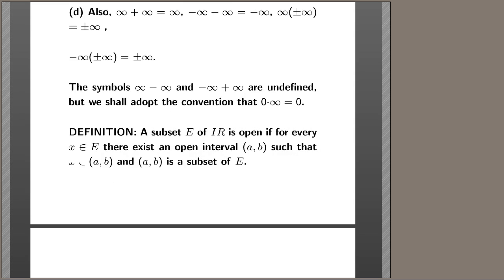Now, you know what an open set is, but in case someone has forgotten it, I may write the very basic definition here. A subset E of real numbers, with a script R as the notation for the real numbers. A subset E of R is open if for every x in the set E, there is an open interval (a, b) containing x so that the entire open interval is a subset of E. Definition of an open set.